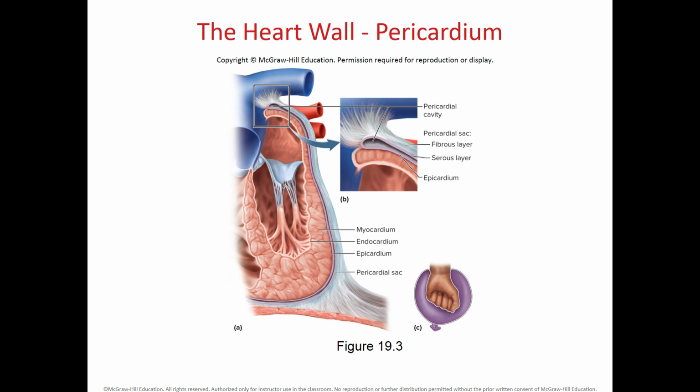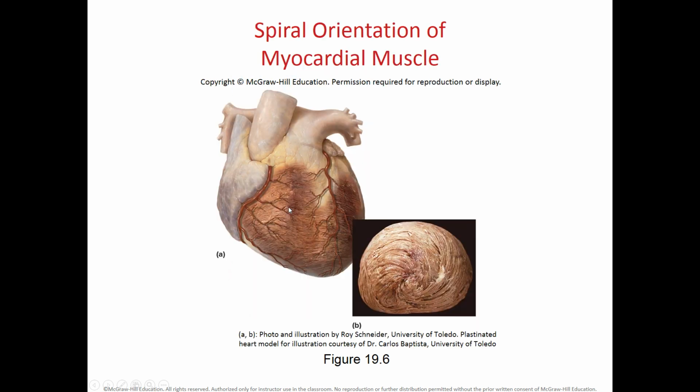This is pretty much the same figure that we saw before, just to show you again the layers of the heart. This is the epicardium, also known as visceral pericardium. This is the myocardium made out of cardiac muscle cells, and this is the endocardium. And this figure shows you the spiral orientation of the cardiac muscle cells. See how they make a spiral. This is the apex, this is the inferior view of the heart, and this is the anterior view.